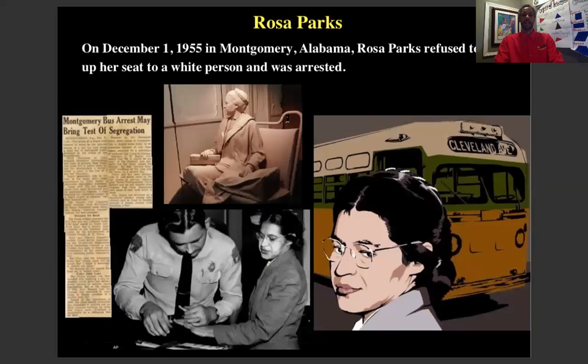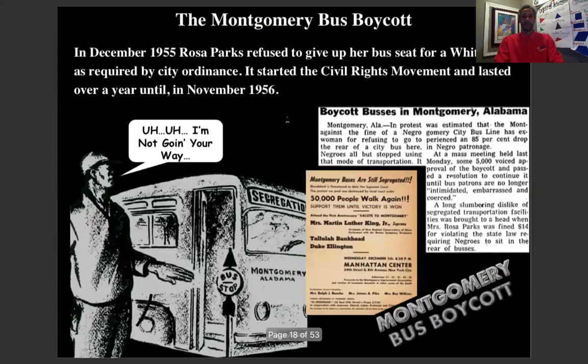Rosa Parks, an NAACP secretary, was arrested on December 1st, 1955 in Alabama for refusing to give up her seat to a white passenger, per a city ordinance. This began the civil rights movement and lasted over a year until November 1956.